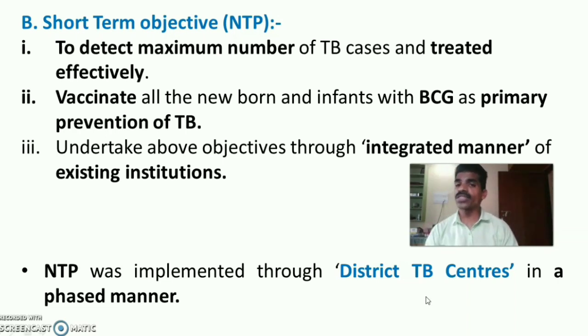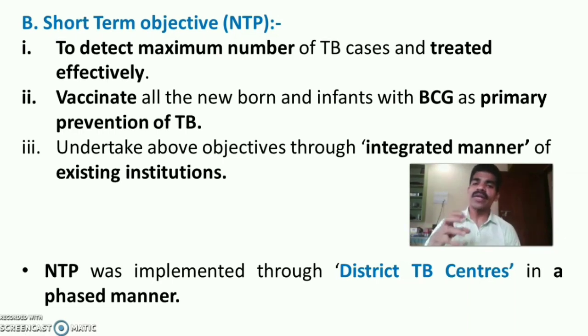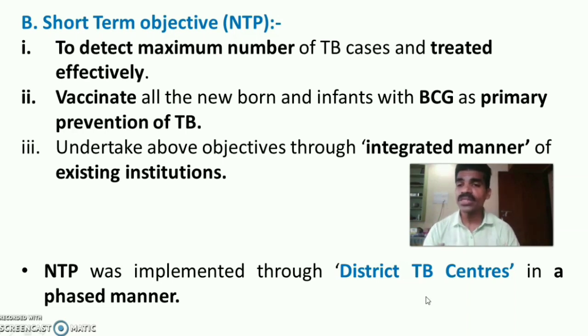The last short-term objective was to undertake the above objectives in an integrated manner through existing government institutions. So TB control services are rendered through existing government institutions such as the sub-center, primary health center and district TB center, in an integrated manner with collaboration and cooperation, to achieve these objectives.